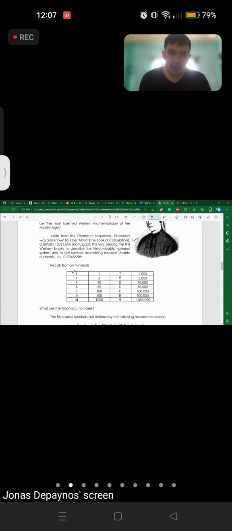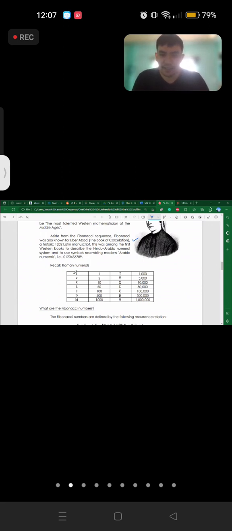Just some recall. I, of course, that's 1. V is 5, X is 10, L 50, C 100, D 500, and M 1000. And if you see a bar on top, for example, V bar, that's 5 times 1000. D bar means you have to multiply it by 1000, so D bar is 500,000, and so on. Alright, just a short exercise. What number is this? MCM LX IX. What number is this? MCM LX IX.